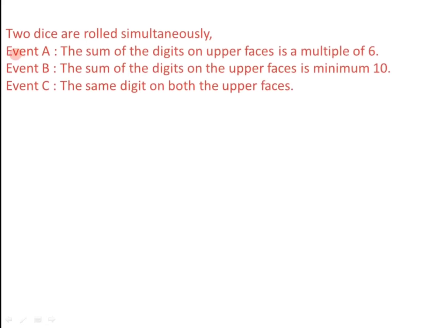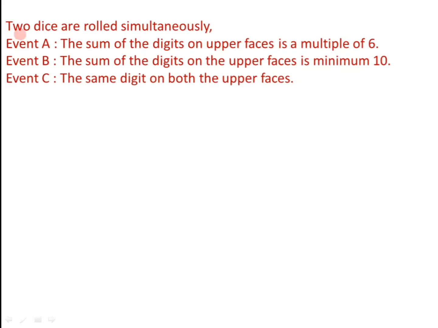Let's have the next experiment. This time 2 dice are rolled simultaneously. We have to find sample space and the number of sample points for that experiment. And the event A is given, the sum of digits on upper faces is a multiple of 6. Event B is, the sum of digits on the upper faces is minimum 10. And event C is, the same digit on both upper faces.